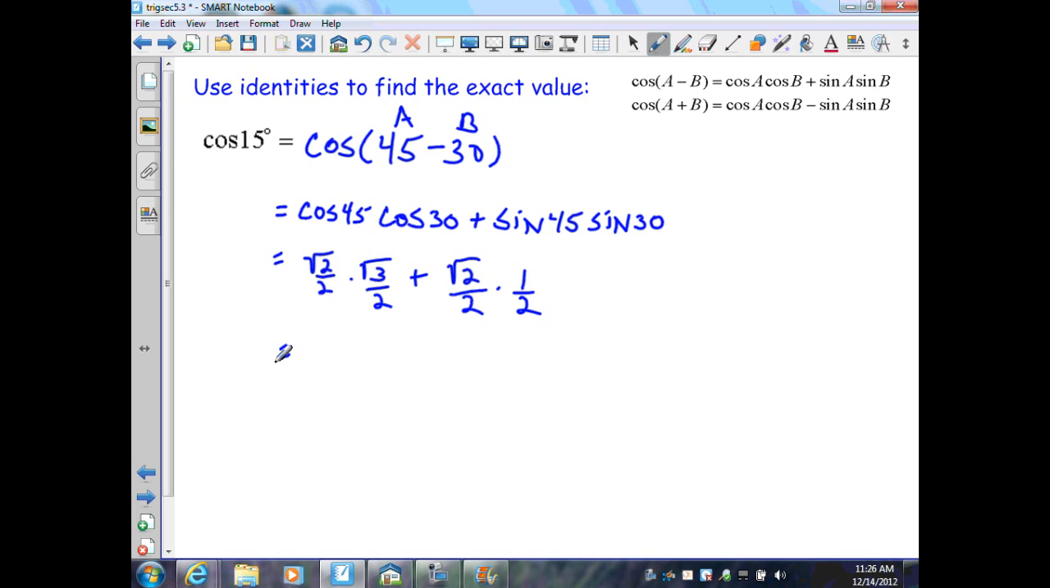Then I can simplify. Square root of 2 times the square root of 3 is the square root of 6 over 4 plus square root of 2 times 1 is the square root of 2 over 4. We have common denominator, so I can combine the numerator. That's the square root of 6 plus the square root of 2. They're not like terms. All over 4.